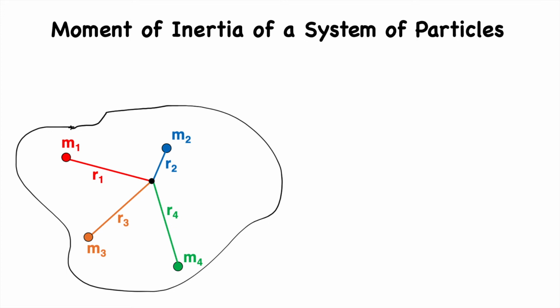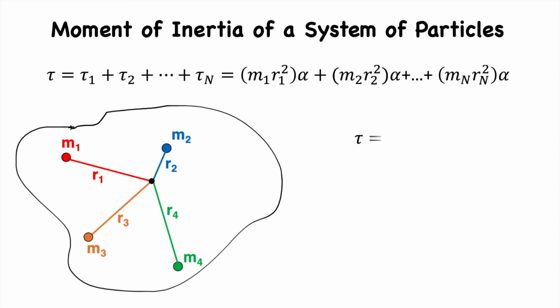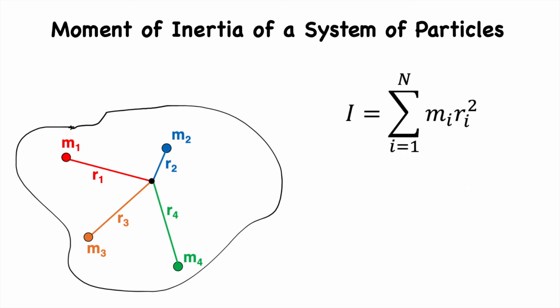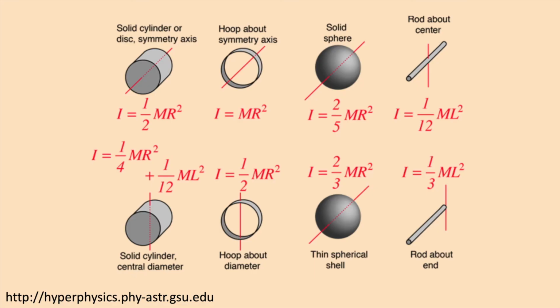What happens if we are studying the rotation of a collection of particles? In this case, the net torque will be the sum of the torques applied to all the particles. It follows that the moment of inertia of the system will be equal to the sum of moments of inertia for all the particles. We can generalize this idea to all the particles in an extended body. Here you have some examples of moments of inertia for several common shapes.